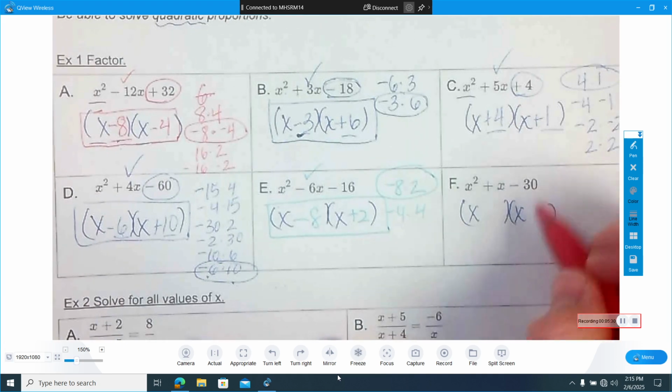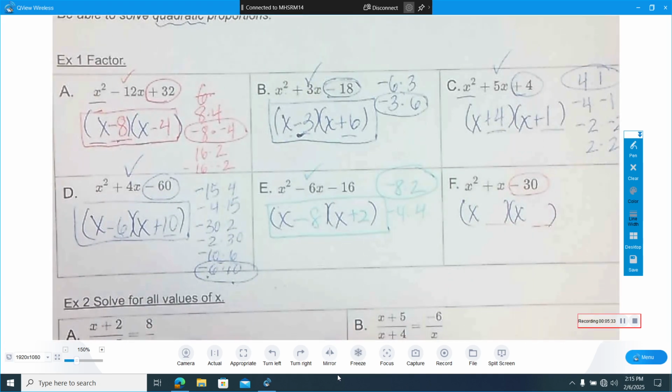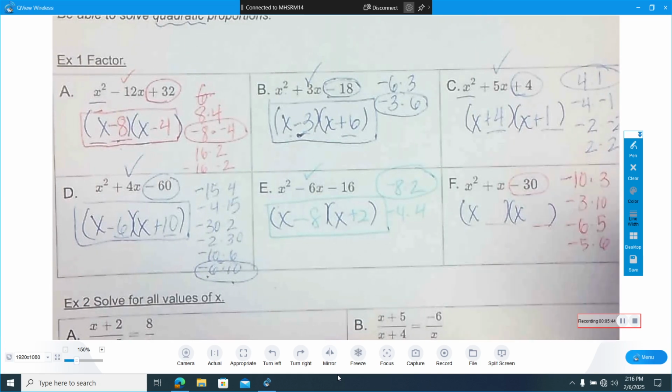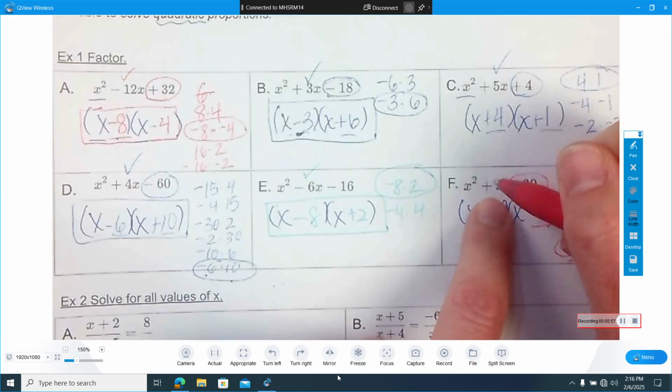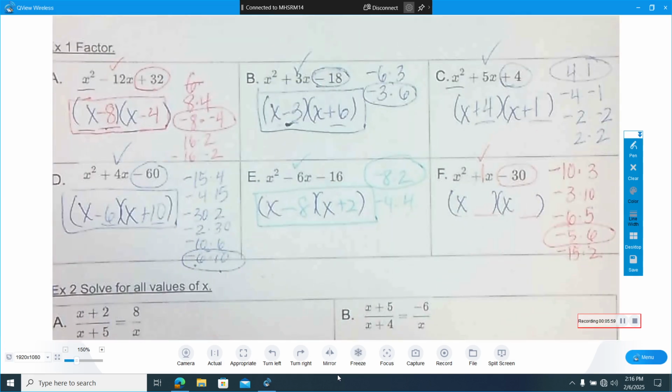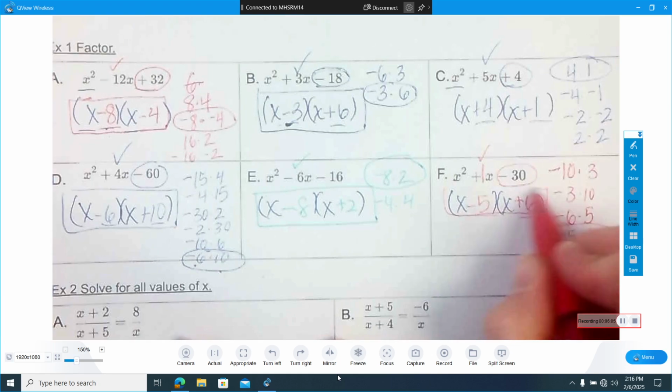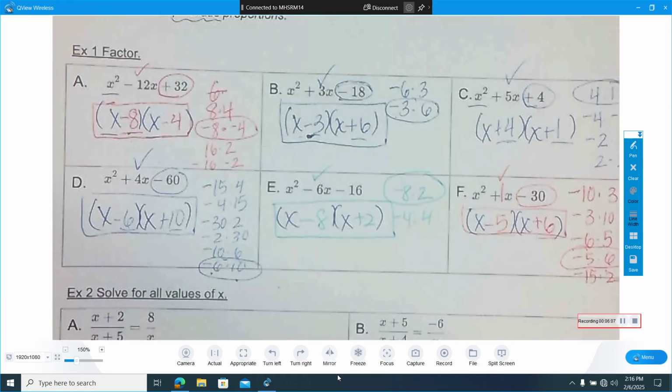And last one, what times what is negative 30? 6 times 5. Negative 10 times 3, negative 3 times 10, negative 6 times 5, or negative 5 times 6? Negative 15 and 2. All right, which one's the winner? Negative 5 times 6. Negative 5 with a positive 6 would get us that positive 1 that we're looking for right there. So negative 5 and a positive 6, we pop in, and we're double bubbled.